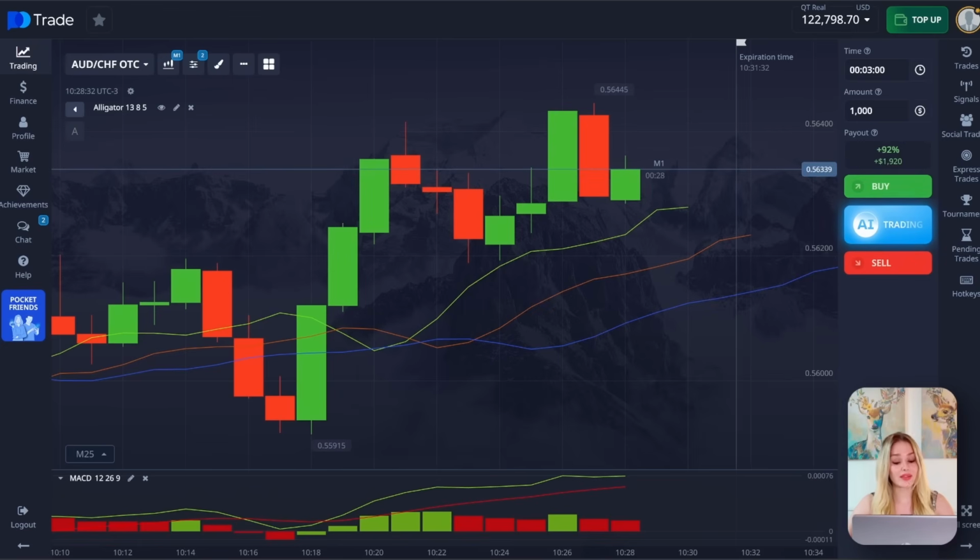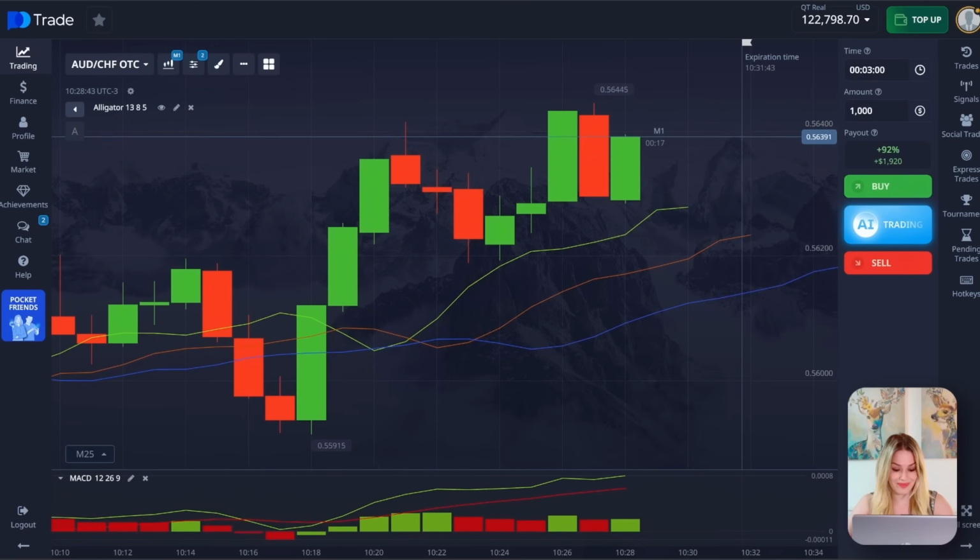Alligator. It has 3 moving averages. They intersect each other and also show us when we should open for an increase and for a decrease. Let's get down to today's trades.